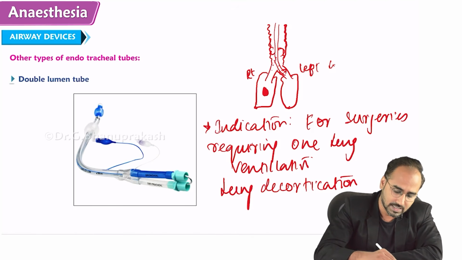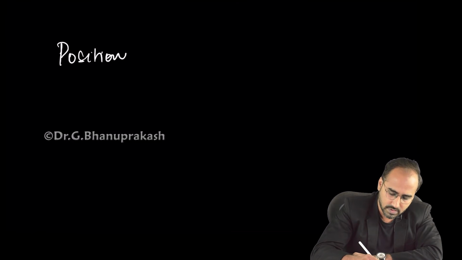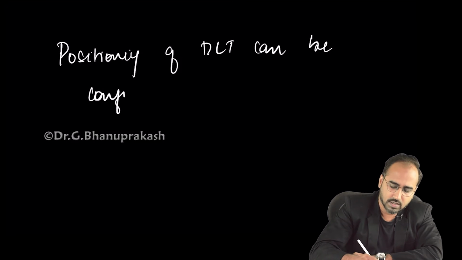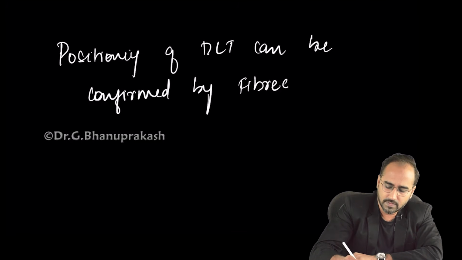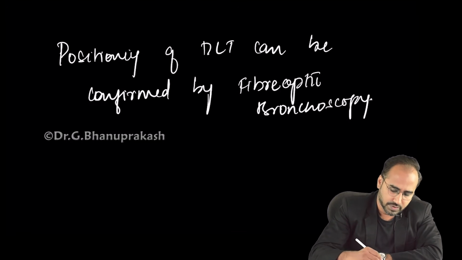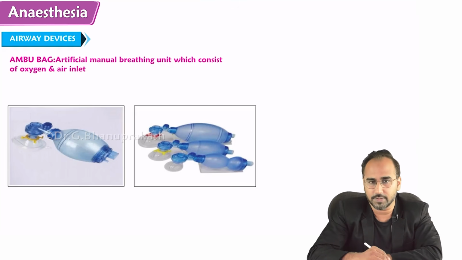The exact position of double lumen tube can be confirmed by what? The positioning of DLT can be confirmed by fiber optic bronchoscope. Fiber optic bronchoscopy. Okay? Positioning of the double lumen tube can be confirmed by fiber optic bronchoscopy. That was regarding the double lumen tube.